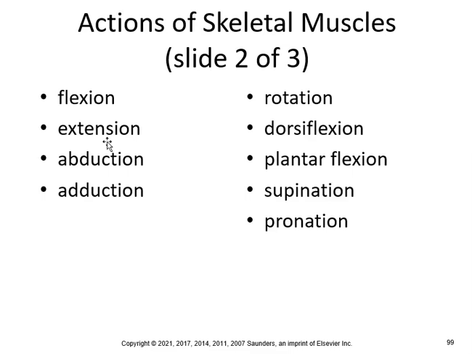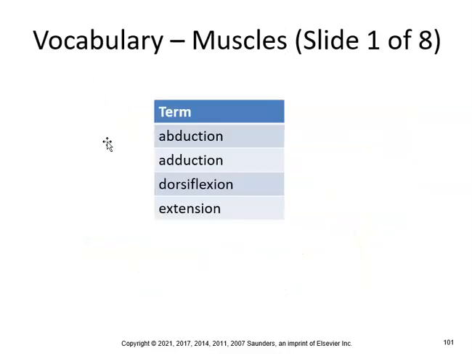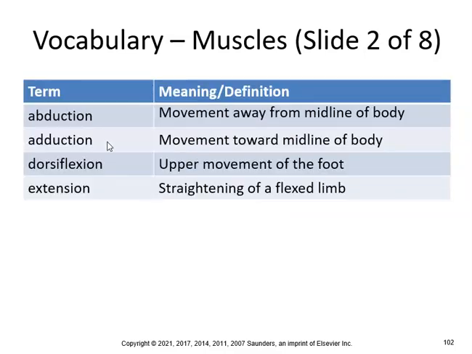What are the actions? Flexion, extension, abduction, adduction, rotation, dorsiflexion, plantar flexion, supination, pronation. If you look at that, that would be these: flexion, extension, dorsiflexion, plantar flexion, pronation, supination, abduction, adduction, and rotation. All right, the home stretch now, vocabulary for muscles. So you have abduction, adduction, dorsiflexion, extension. These are ways that you would move.